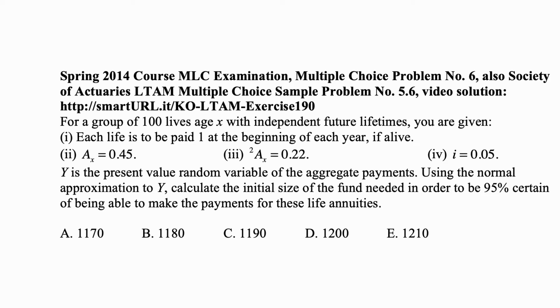Here's the problem for today for exam LTAM. For a group of 100 lives, age X with independent future lifetimes, you are given each life is to be paid 1 at the beginning of each year if alive, so they all receive a life annuity due. Big AX is equal to 0.45. The second moment of the random present value of life insurance, written as 2AX, is 0.22. Interest rate is 5%. Y is the present value random variable of the aggregate payments. Using the normal approximation to Y, calculate the initial size of the fund needed in order to be 95% certain of being able to make the payments for these life annuities.